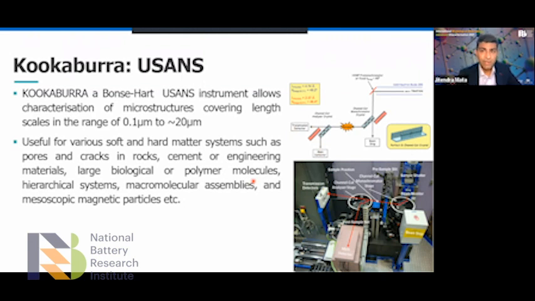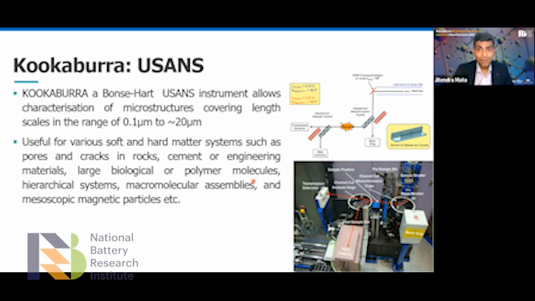Similar to SANS, it is a very versatile instrument. It is used in all sorts of areas. People have studied minerals and rocks, porosity, and cracks within those materials. Cement and concrete is a really important area where you can use USANS and SANS. A lot of soft matter, so polymers, hydrogels, proteins, all kinds of macromolecular assemblies, you can study with SANS and USANS. And magnetic materials. This is becoming really popular with SANS and USANS.